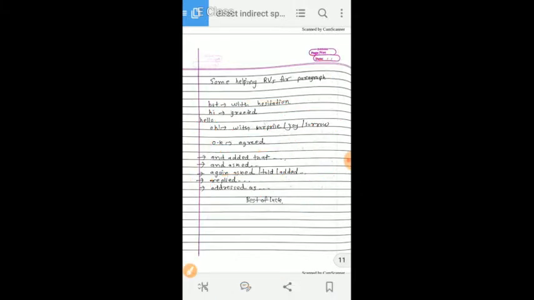So these were all the rules of direct indirect speech. Learn all the rules very well, then practice some paragraphs. You will definitely get full marks, 4 marks in direct indirect speech. It's the easiest topic, but the basic condition is that you should learn all the rules very well.